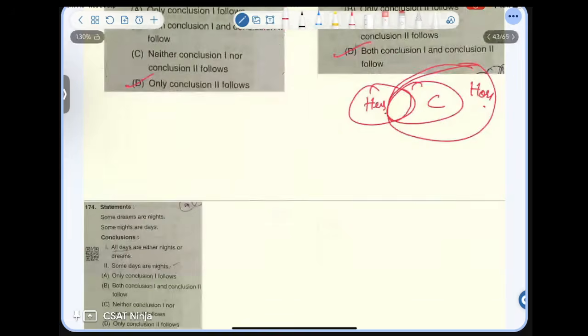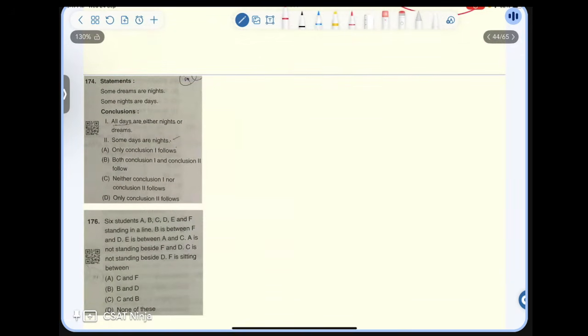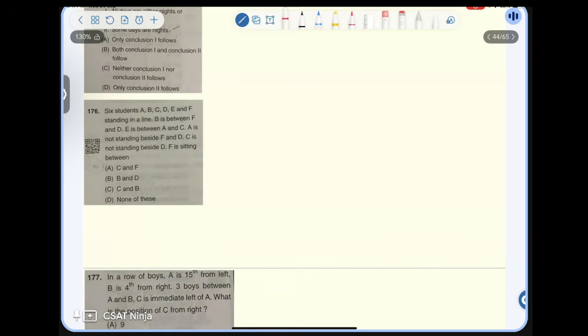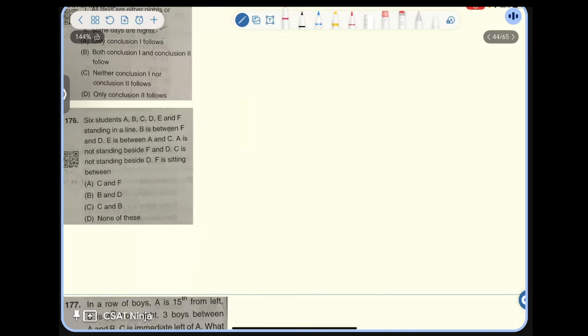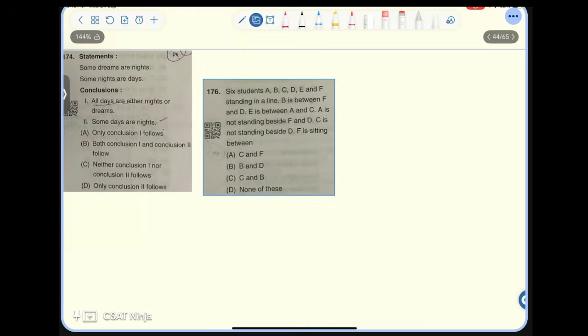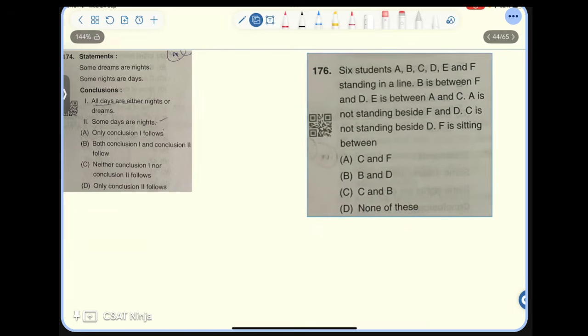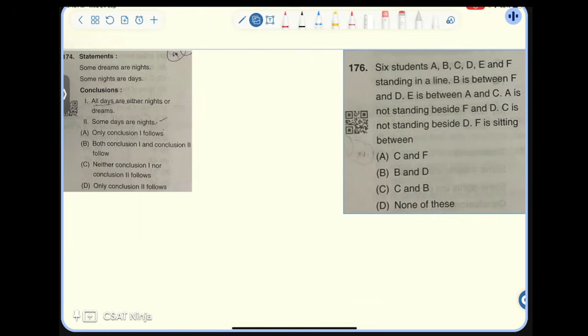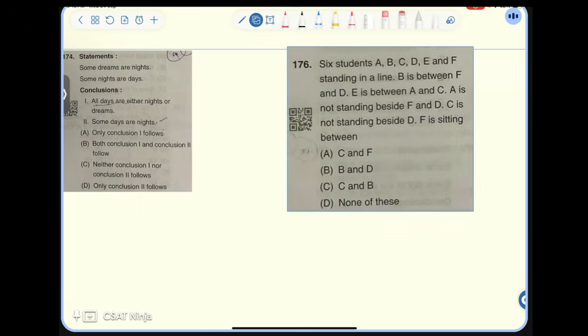So let's see logic. Same thing here, you try this one. I'll just do the new type of question only, okay? This is a new question. It's a seating arrangement. Lots of questions are asked based on this one. So let's try this.